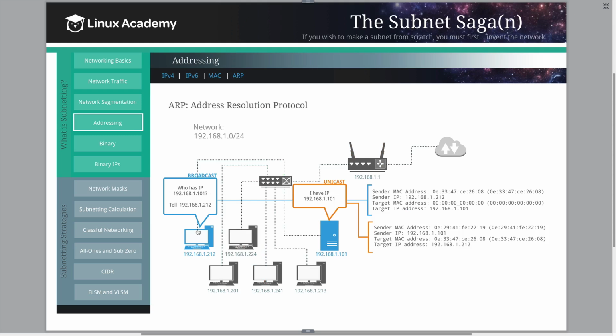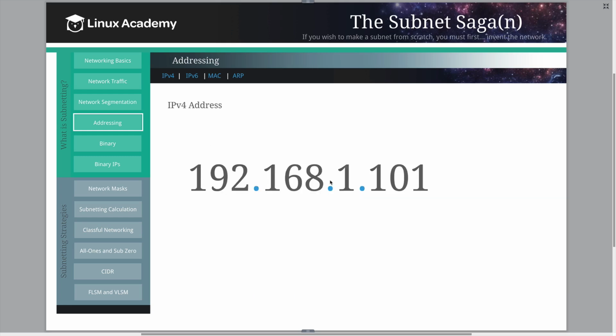At this point, both of these devices are aware of one another's MAC addresses, and that information is stored in what's called the ARP table. In the next lesson, we're going to start talking about what this IP address and other examples look like in binary, so that we have some understanding as to how network masks are applied. And we need to know that so that we can see how we apply network masks when creating subnets.